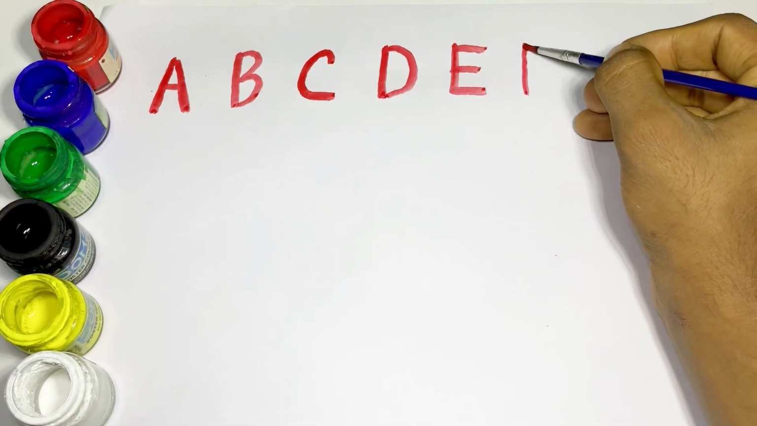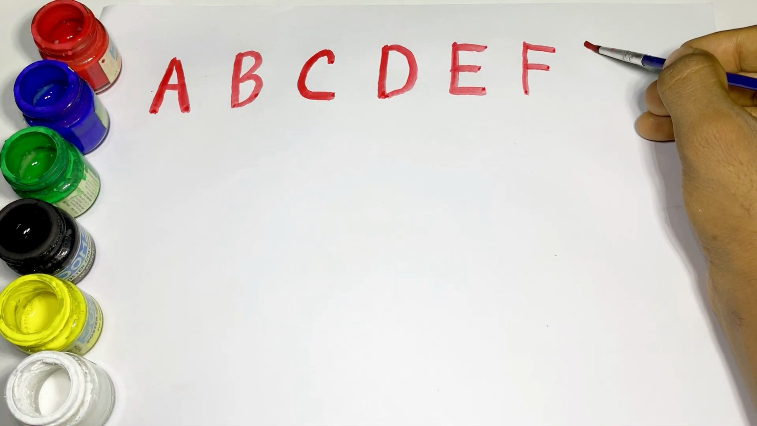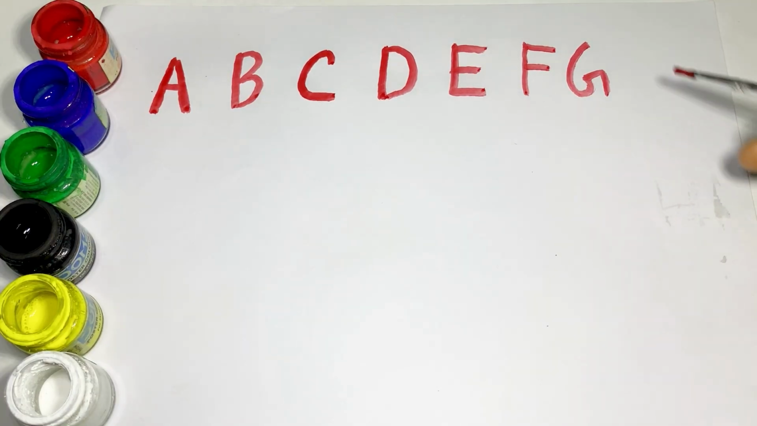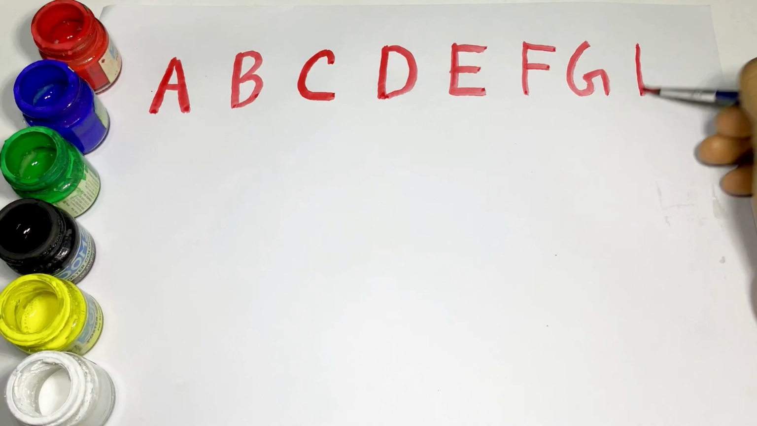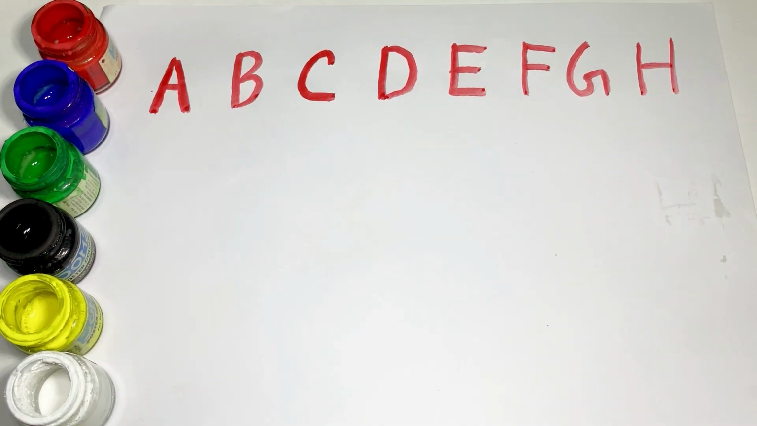F for fish, F for fan. G for goat, G for grapes. H for hand, H for helicopter.